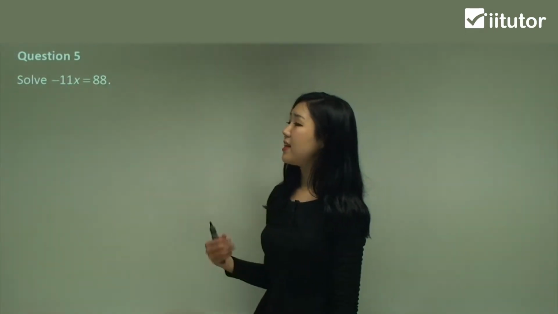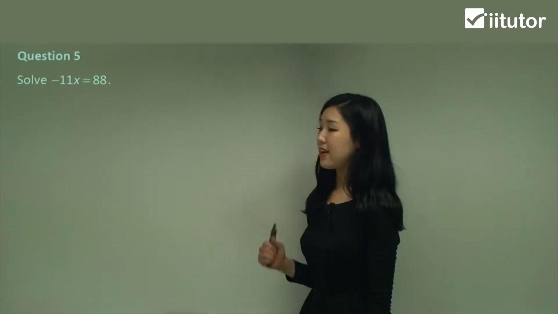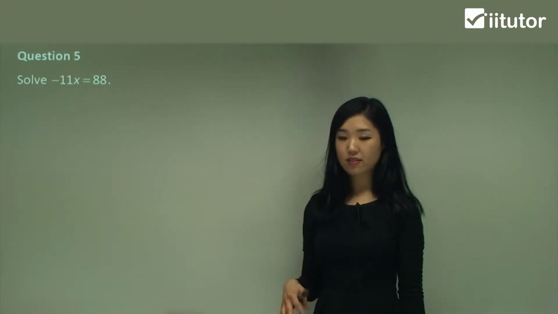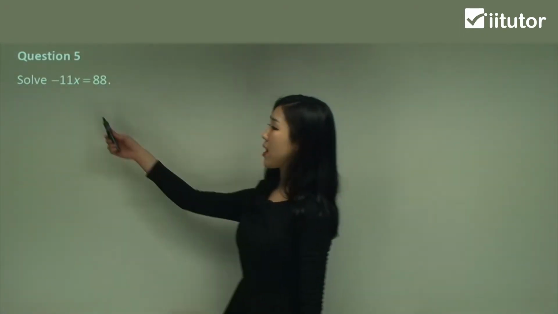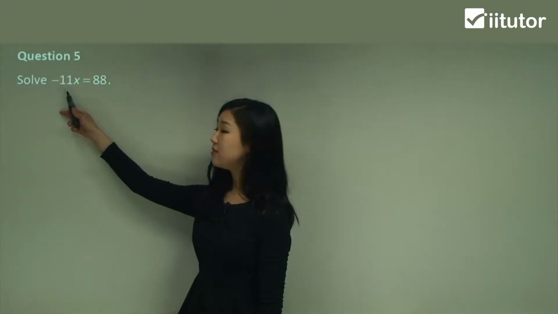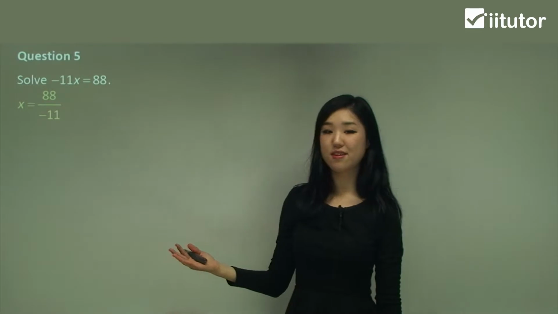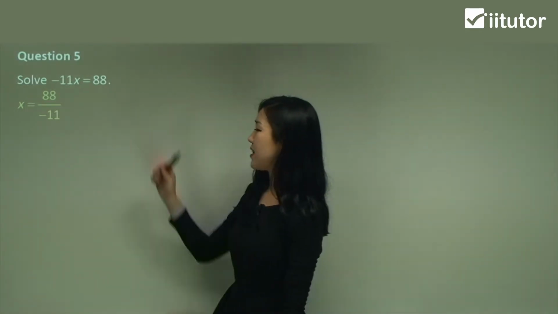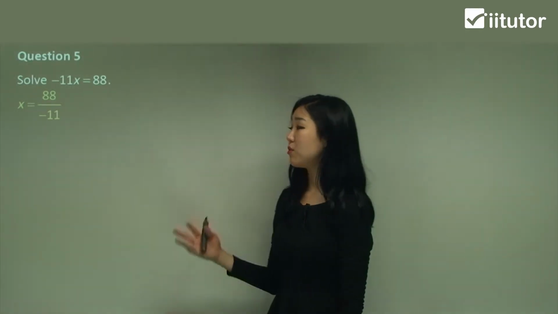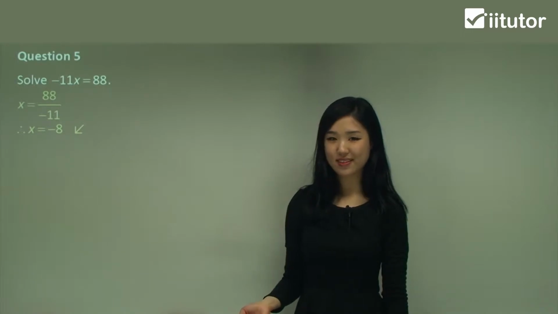Now 5, negative 11x equals 88. I don't want negative 11x, I just want x. So how do we get rid of that negative 11? Because it's negative 11 times x, we must divide by negative 11. So we'll have 88 divided by negative 11, which is negative 8. So x is negative 8.